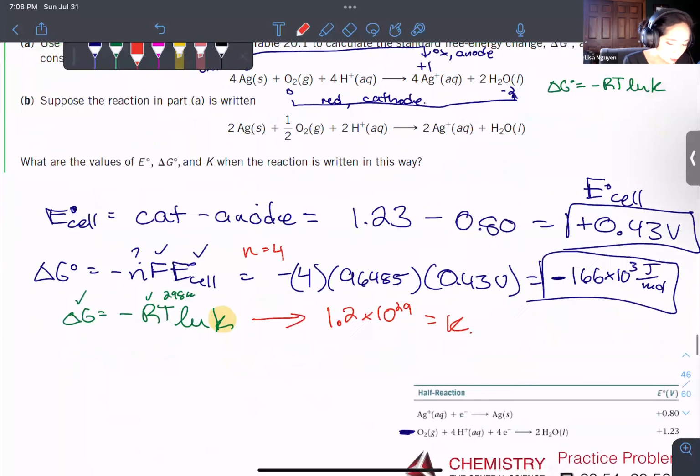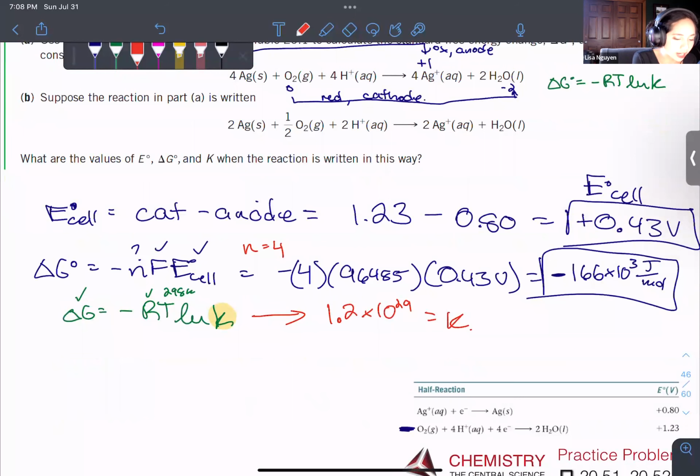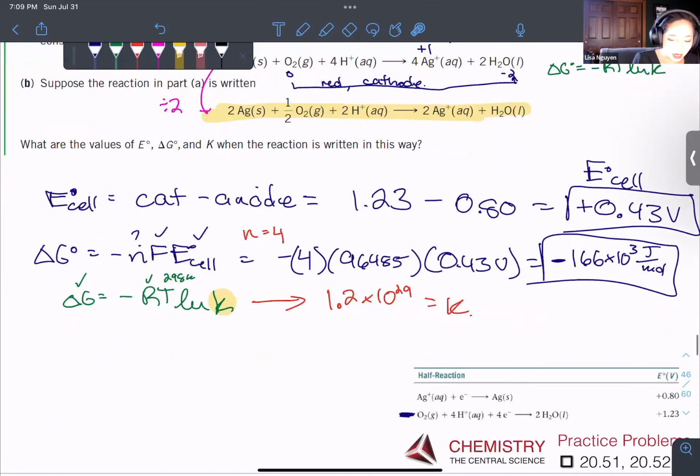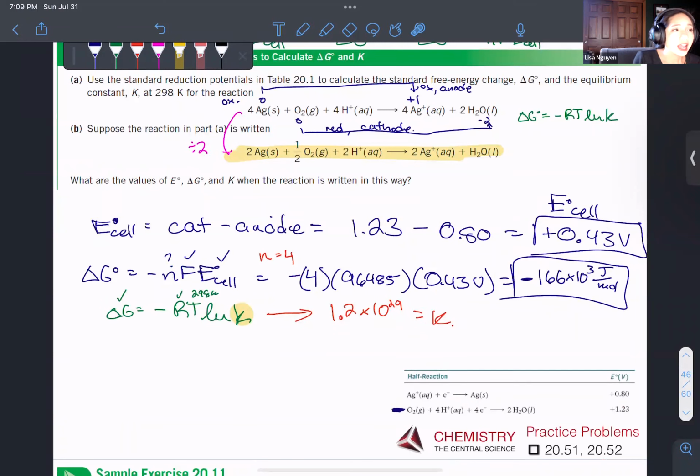And so the last part of this question says, okay, suppose the reaction is written so that it looks like this reaction is divided by 2. What are the values for E cell, delta G, and K when you write it this way? When we calculated cell potential, it didn't matter how many electrons or how much of each substance is being oxidized or reduced. We just locate their half reactions, the reduction half reactions, and do the subtraction.